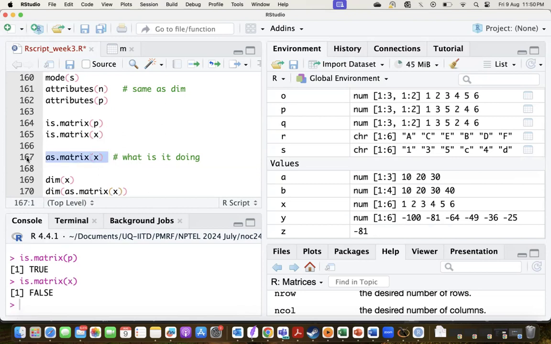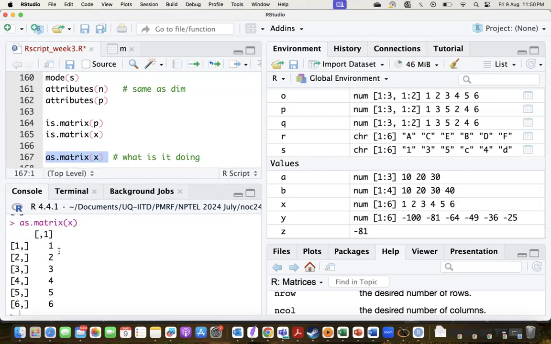Now, as.matrix converts something, a vector, to a matrix, right? So now here, what it did was it did convert it into a column sort of a matrix, right? Because if you remember, the default when you're writing a matrix is byrow is FALSE. So it's by column. So it just says, okay, I'll fill everything as a column.